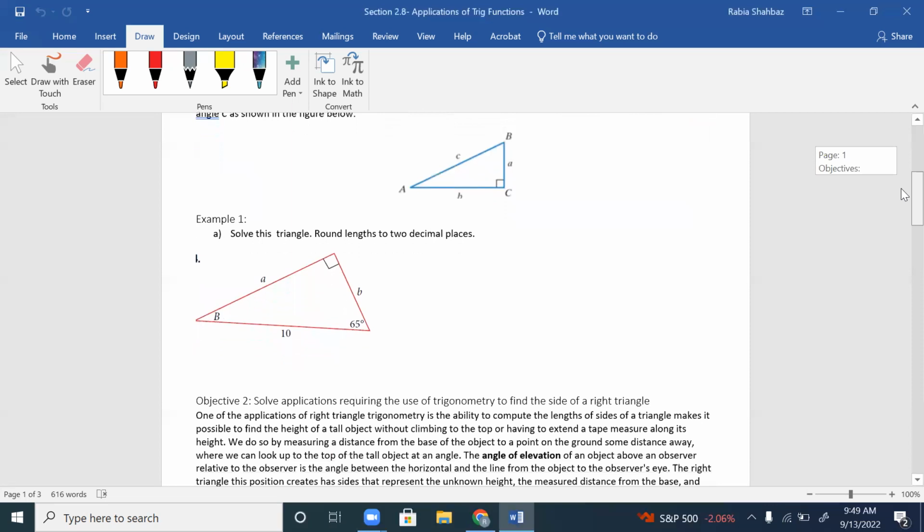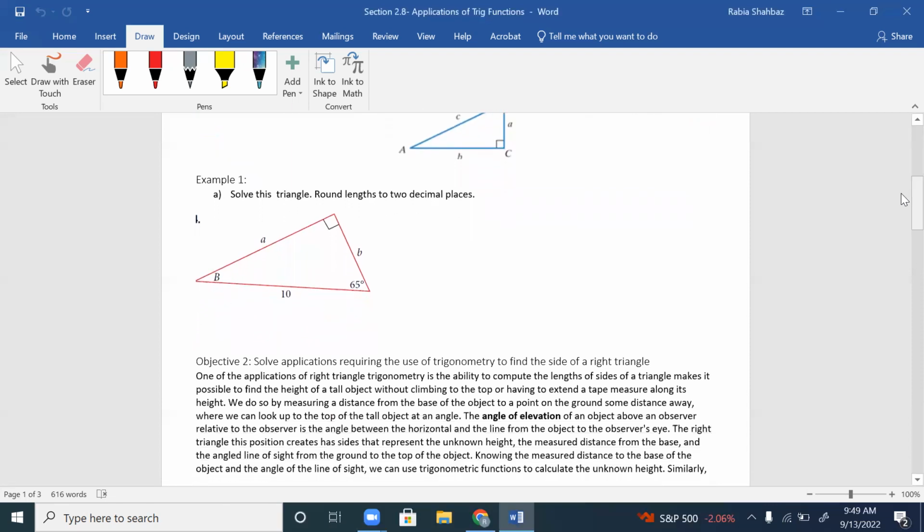So again, all of this trigonometry works only for right triangles. Keep that in mind. We are going to talk about solving oblique triangles, which are not right triangles, later on. Right now, we're talking about trigonometry strictly for right triangles. So let's look at this triangle here. It's a right triangle, and I have to find the length of sides A and B and the angle B. So first I'm going to just label this as A and this as C.